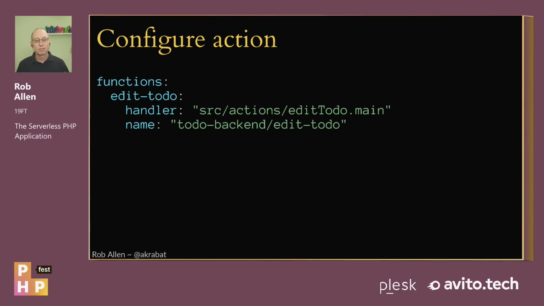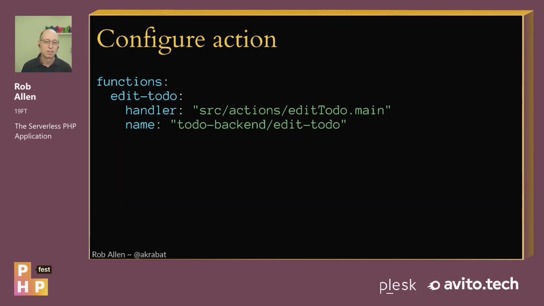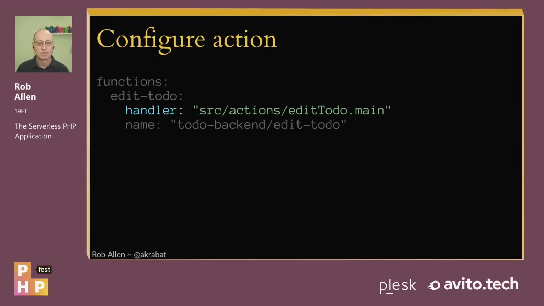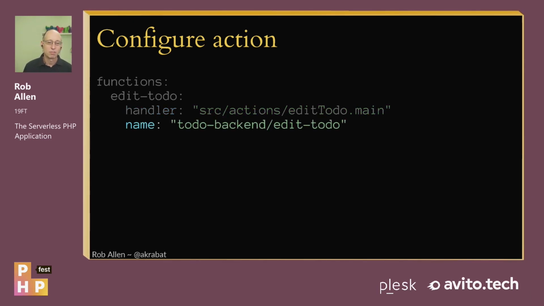In my YAML file, to define a particular action, I do this. We call them functions. I give it a name, edit-todo, and then I give it the actual information. When the edit-todo action is invoked, please run this file, edit-todo.php, the main function within it. Obviously, I give it a name as well, so that I can reference it within my API gateway.